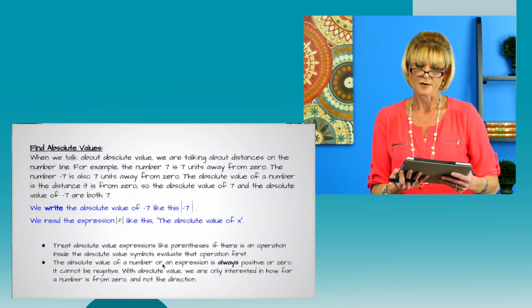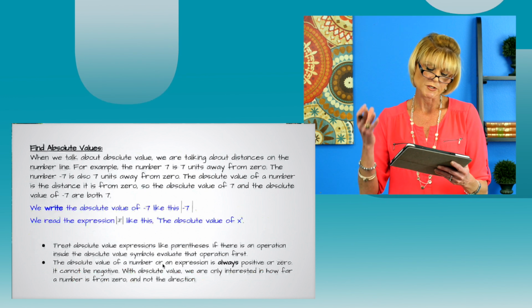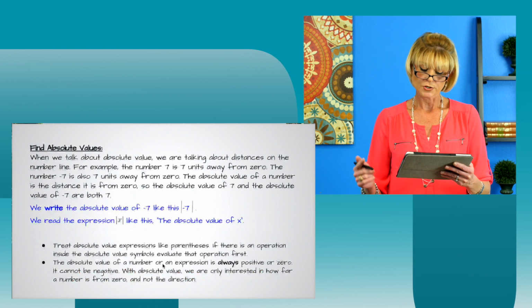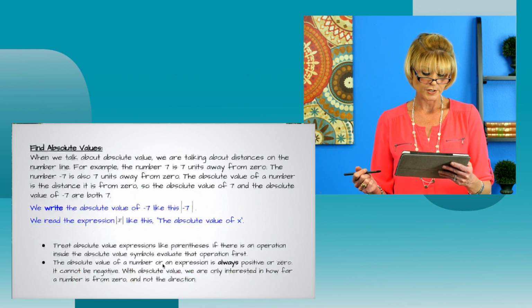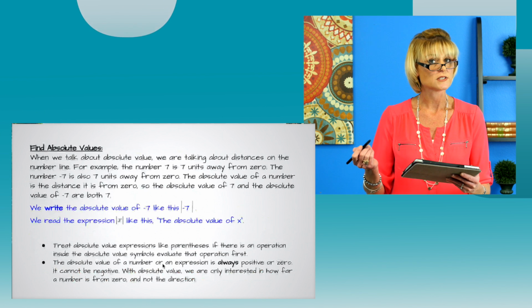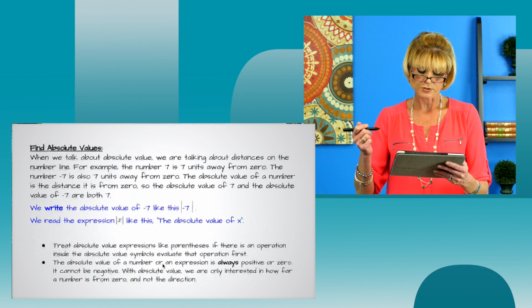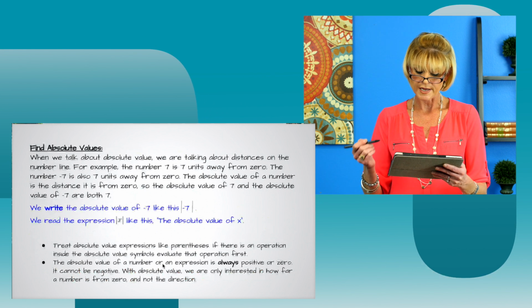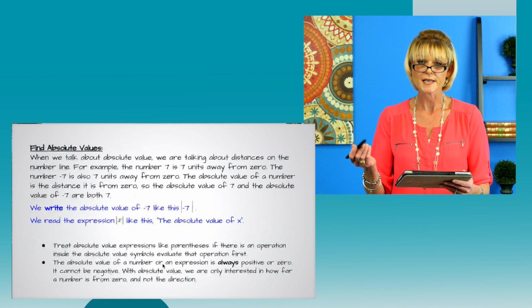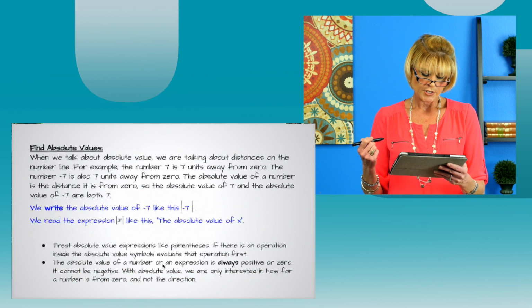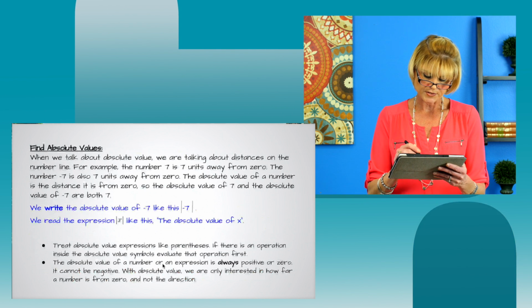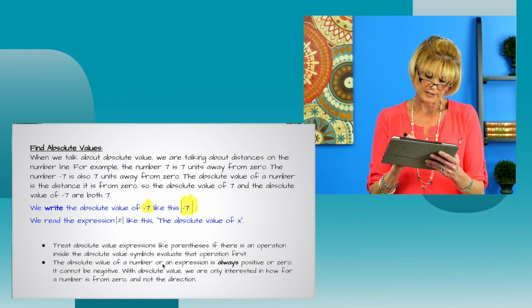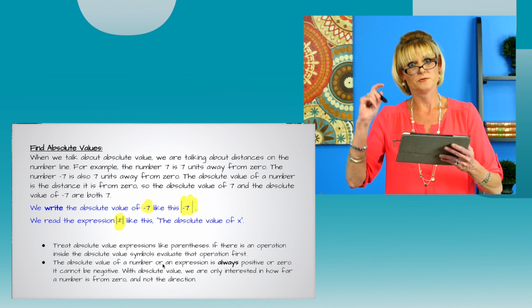All right, the last thing we're going to talk about in this lesson is absolute values. When we talk about absolute value, we're talking about distances on a number line. So for example, 7 is 7 units away from 0. The number -7 is also 7 units away from 0. The absolute value of a number is the distance it is from 0, so the absolute value of 7 and the absolute value of -7 are both 7. We write the absolute value of -7 with these lines, and we read the expression as "the absolute value of x."